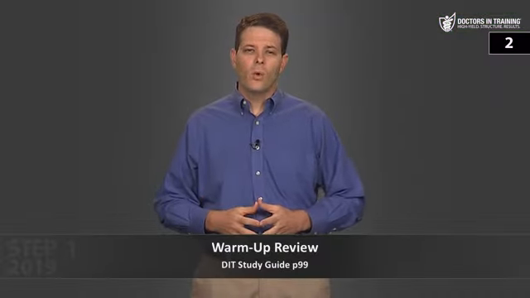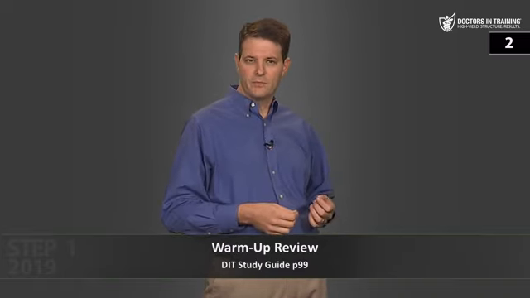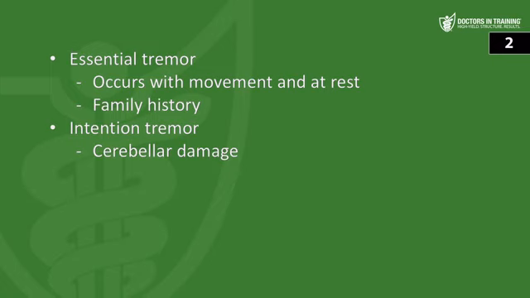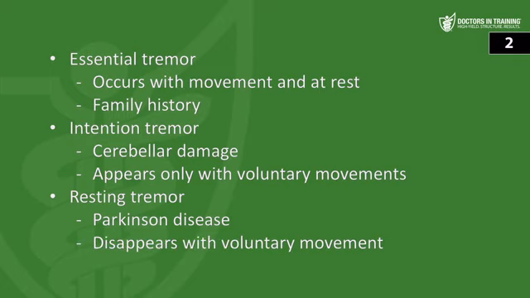Last question, what are the differences between essential tremor, resting tremor, and intention tremor? So essential tremor is a tremor that occurs both with movement and at rest. There's often a family history of tremor in these patients. Intention tremor is associated with cerebellar damage, and this tremor appears only with voluntary movements. So when you intend to move, the tremor kicks in, so it's called an intention tremor. And then resting tremor is associated with Parkinson's disease, and this tremor occurs at rest, but then it disappears with voluntary movement. Now let's move on to the lecture.